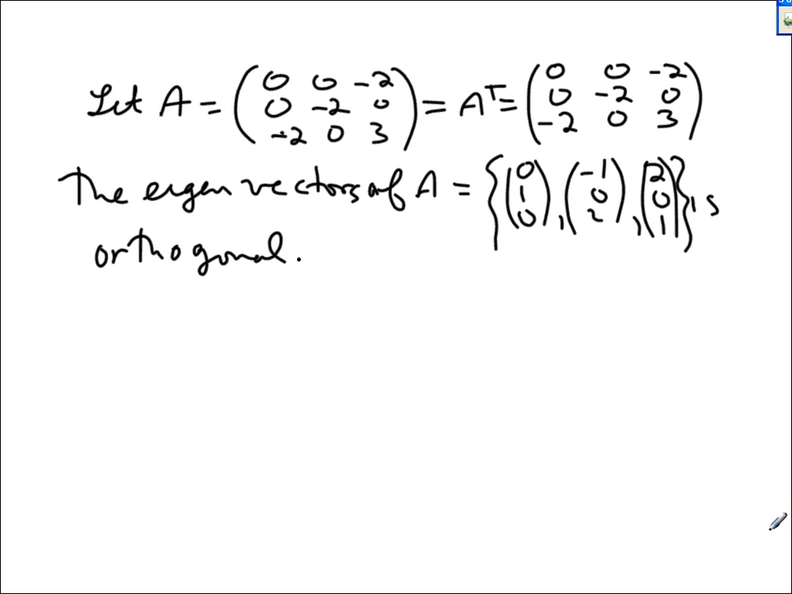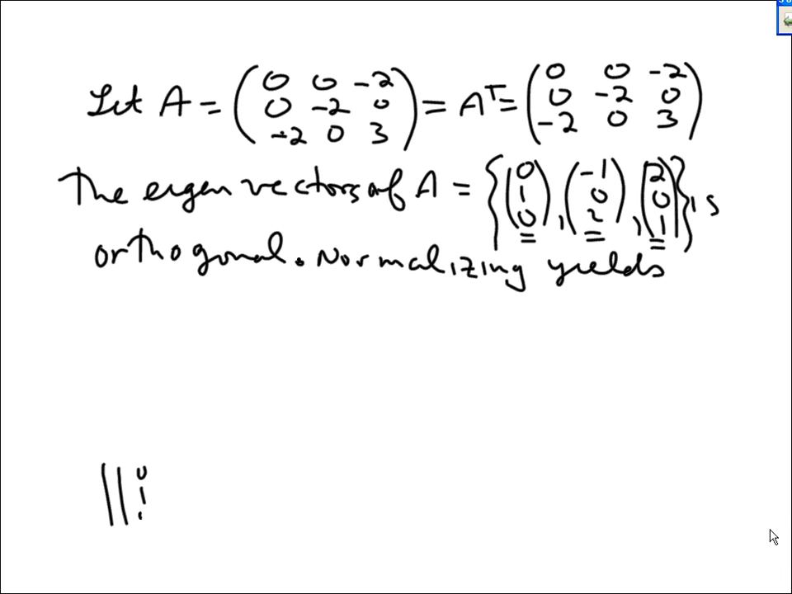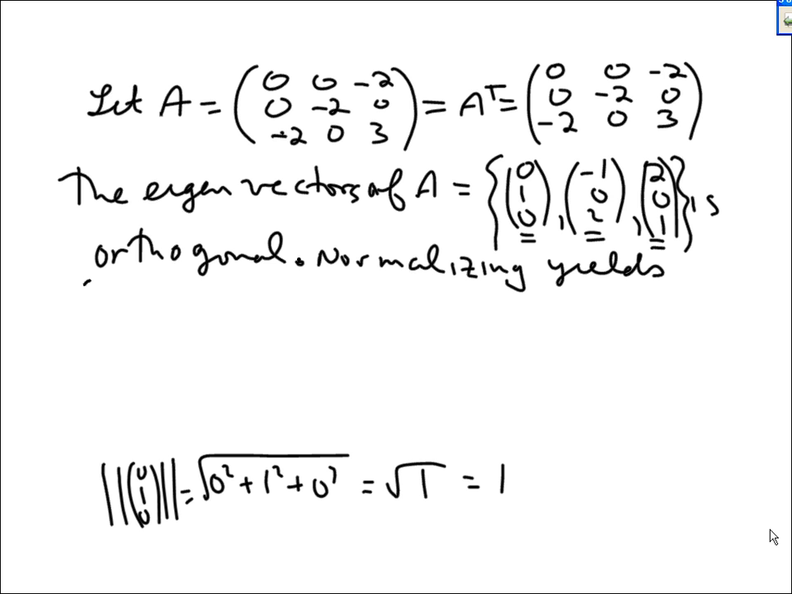Now, if we normalize these, normalizing means we just want to get those vectors to be unit vectors. Well, the length of 0, 1, 0 is the square root of 0 squared plus 1 squared plus 0 squared, and the square root of 1 is 1. So we can leave 0, 1, 0 alone.